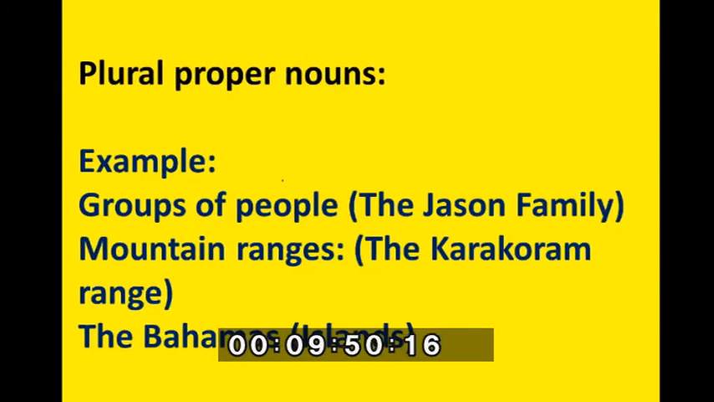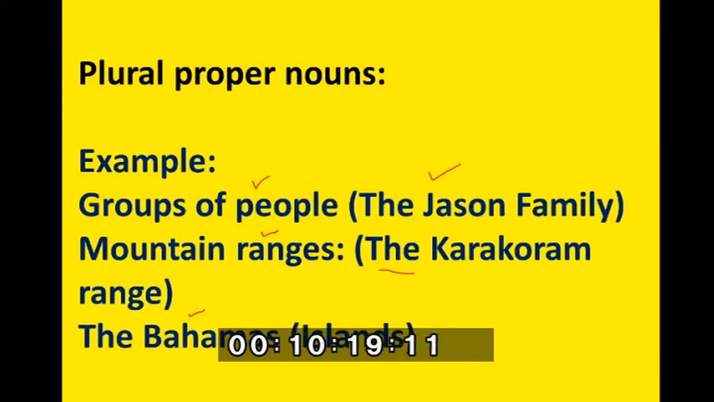It is also used with plural nouns that are groups of people, such as the Jason family, or mountain ranges, such as the Karakoram range, because a mountain range is a group of mountains together. Similarly, we have the article "the" used with the Bahamas, that's a group of islands. Now, these are a few exceptional cases where we use the article "the" along with the proper noun.